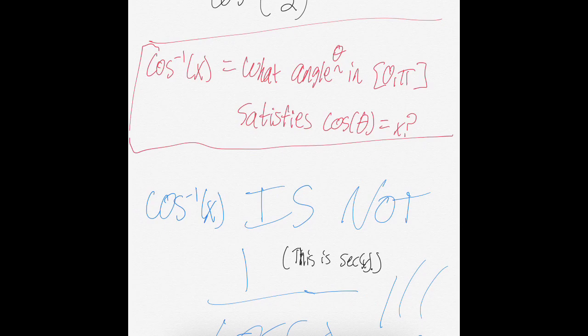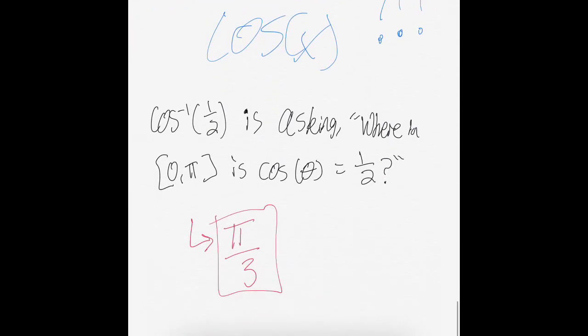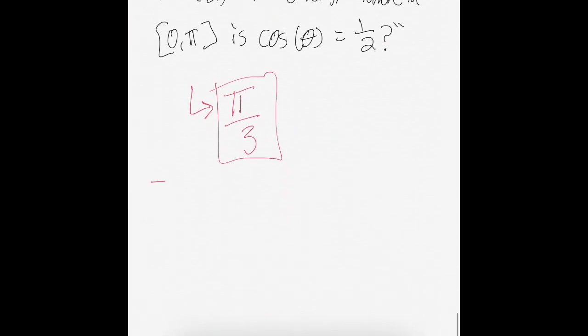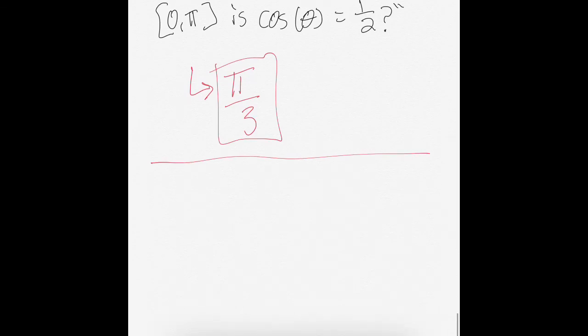Okay? So again, the point I wanted to highlight here: arc cosine, or cos inverse, is asking where in this particular interval cosine is equal to this angle. That's what it's asking. Where is cosine equal to this angle? It is not saying flip it. So keep that in mind as we progress forward.